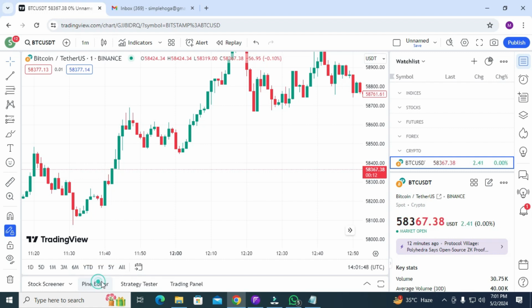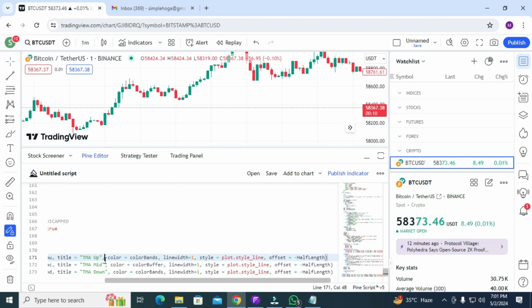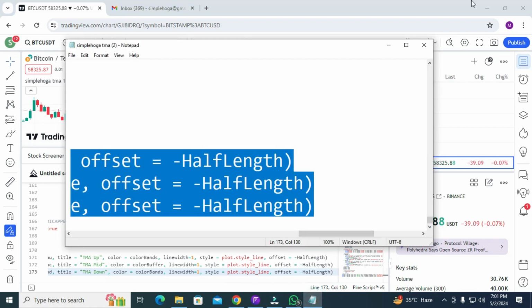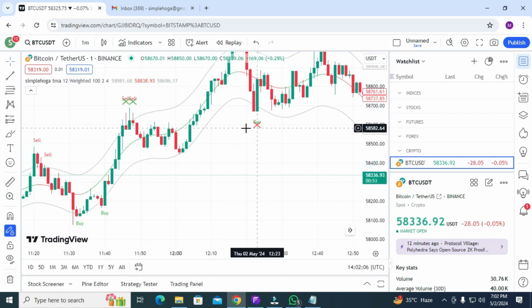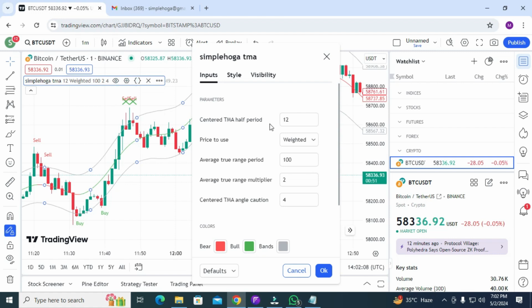Okay, just click on Pine Editor, and here you have to paste your indicator code. Control A, Control V, and then add to chart. Click on add to chart, copy the code, then click on Pine Editor, paste the code, and then click on add to chart, and that's okay. Now here you need to change some settings, like you need to put 48.